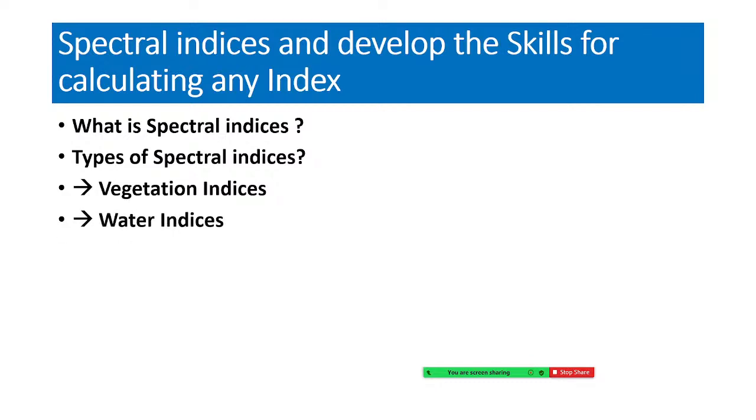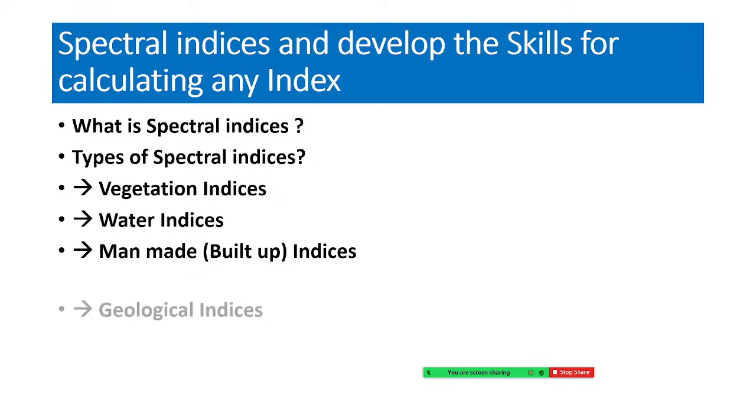Another one is the water indices. We can say this is the NDWI, the normalized difference water index. For monitoring water on a surface, we can use the water indices. Then there are built-up indices. We can use the built-up indices to identify built-up areas or man-made areas. If you want, you can also use geological indices.